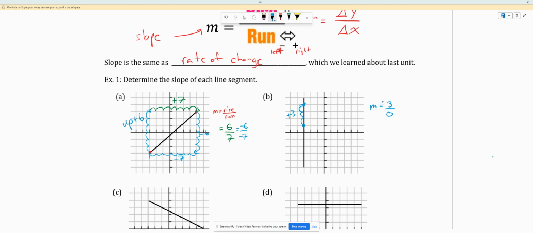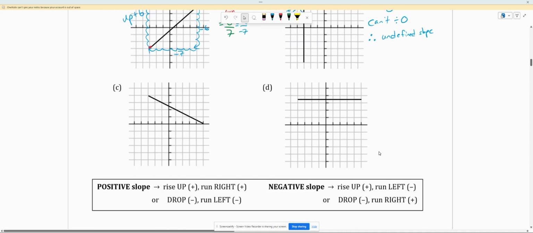You cannot divide by 0. You can't divide by 0. Therefore, this is the slope that we were talking about, and we say it is undefined. Undefined slope, because you cannot divide by 0, or vertical line. Next, let's take a look at this one.